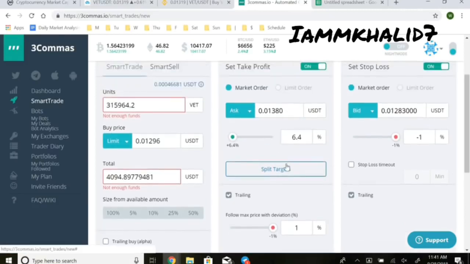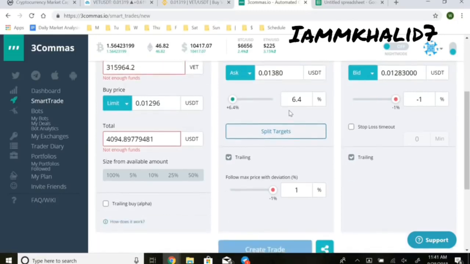And there's a bunch of cool things you can do here. You can split the target, so you could sell like 25% at 1360, 50% at 1380, and 100% or the rest of the percentage at 1400, whatever you want to do. With 3Commas, it actually automates the whole process once you set the rules using the API key.